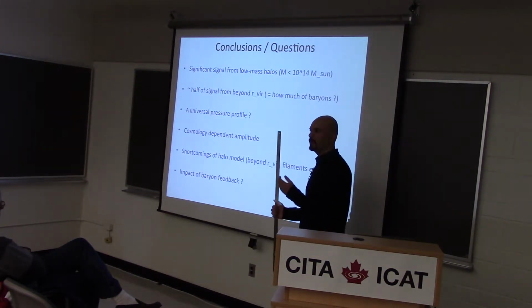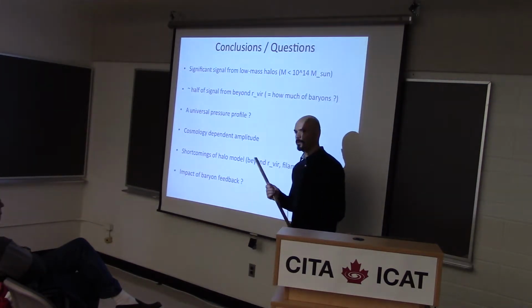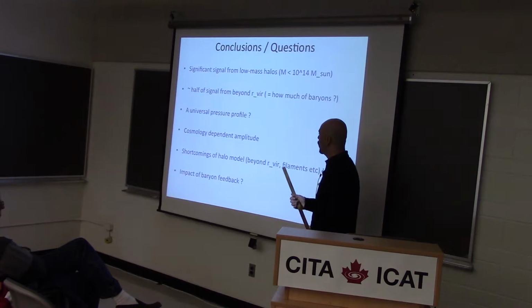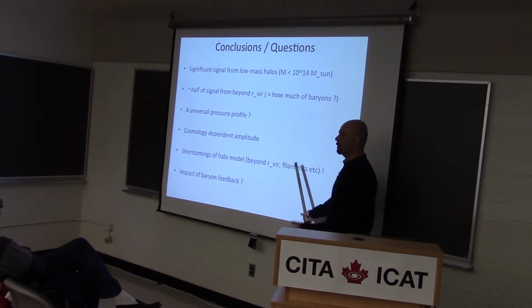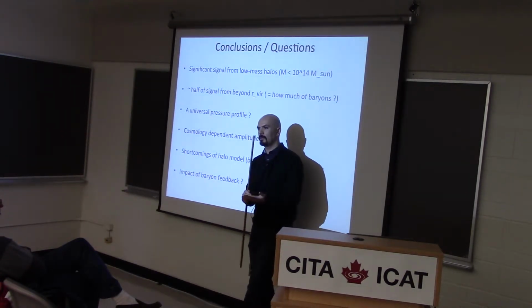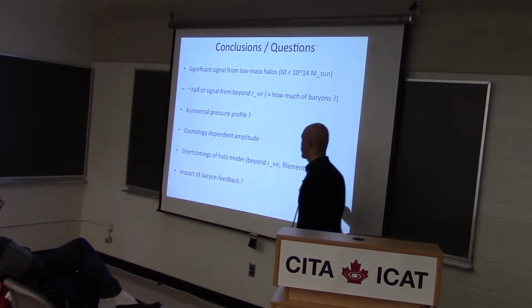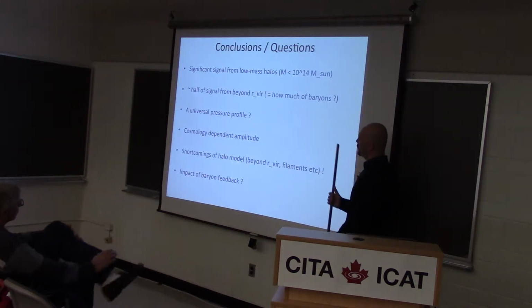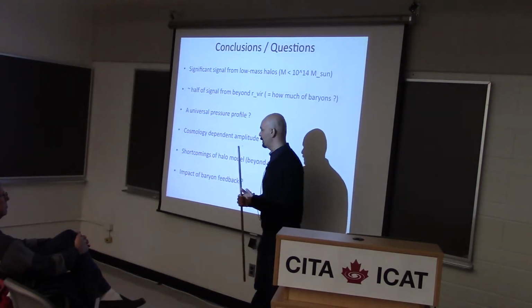Describing the gas beyond the virial radius through this framework is not necessarily a very good idea. Or you could have other objects which could contribute to your signal, like filaments, but you don't have them in the halo model. So they would contribute to your signal, but you don't necessarily have a good description of that in your halo model. And also baryon feedback: we know the distribution of gas is important. That's where the signal is coming from.